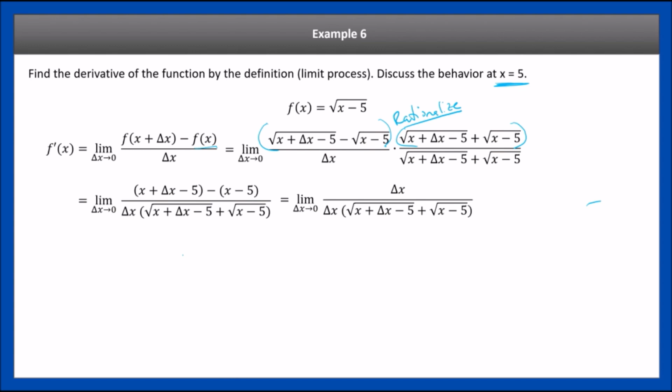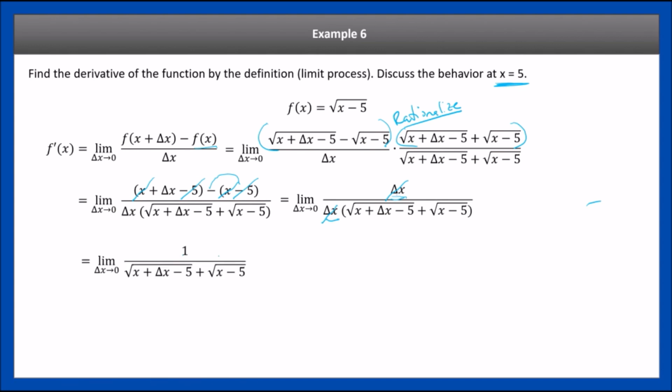So as we continue simplifying, notice that the negative 5s cancel, because if I distribute, this turns into a positive. So negative 5 and positive 5 cancel. And then we have x minus x, so that cancels as well. Okay, so these cancel, leaving us with delta x on the top. And you notice that the delta x's here are going to cancel, leaving us with 1 over the denominator.